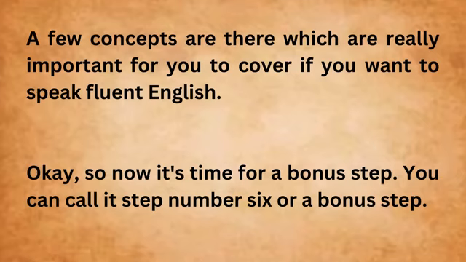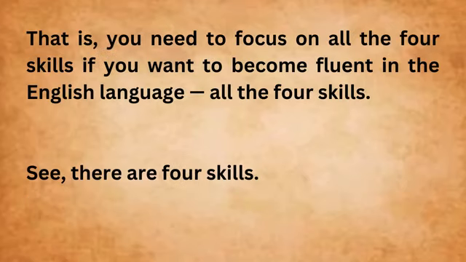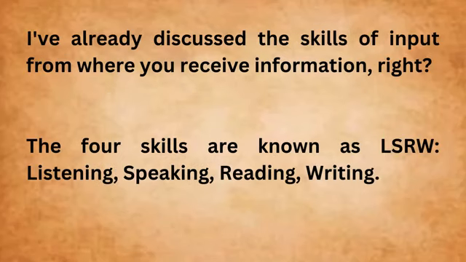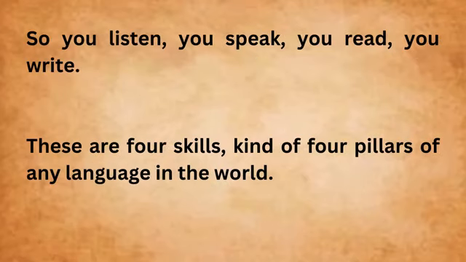Okay, so now it's time for a bonus step. You can call it step number 6 or a bonus step. That is, you need to focus on all the 4 skills if you want to become fluent in the English language. All the 4 skills. See, there are 4 skills. I've already discussed the skills of input from where you receive information, right? The 4 skills are known as LSRW: listening, speaking, reading, writing. So you listen, you speak, you read, you write. These are 4 skills, kind of 4 pillars of any language in the world.